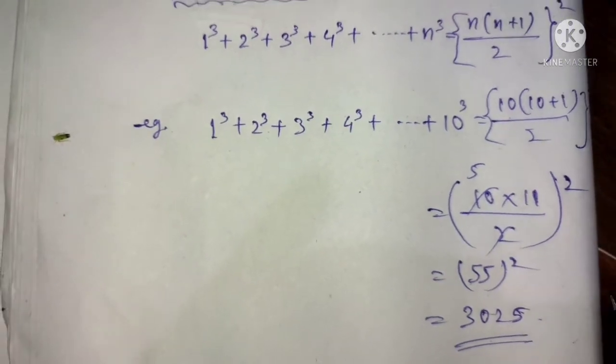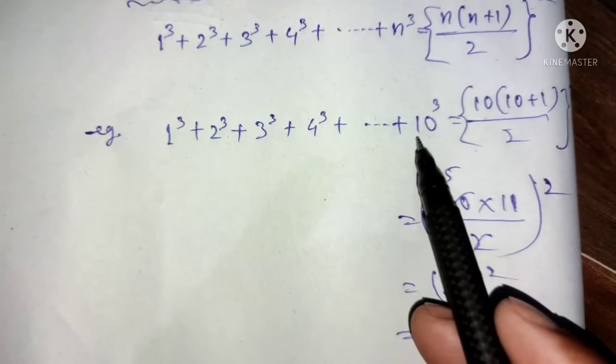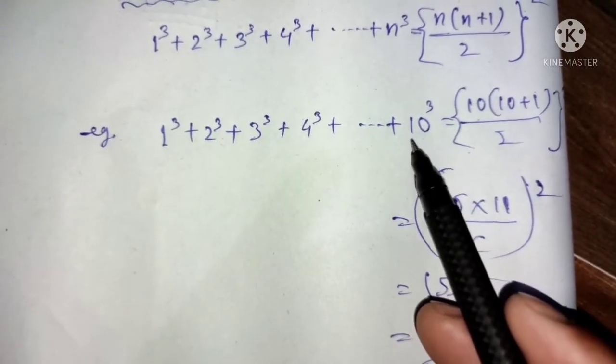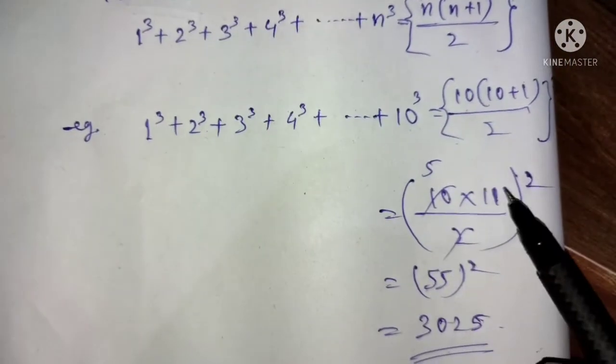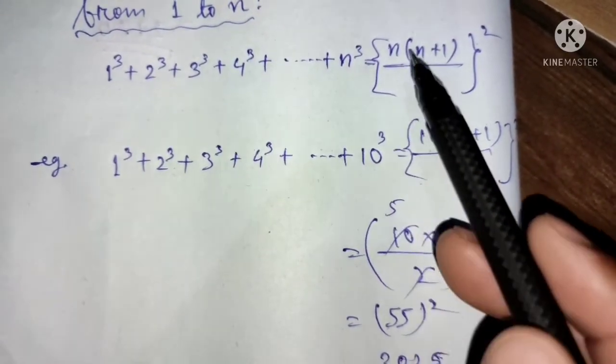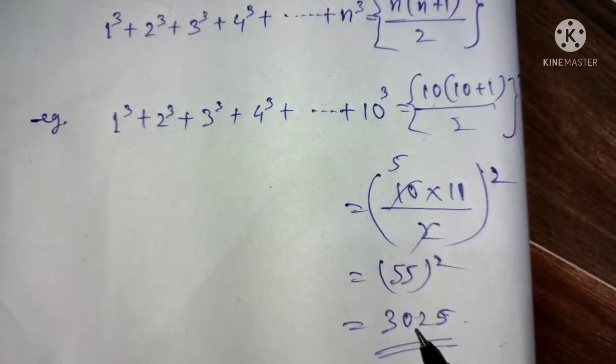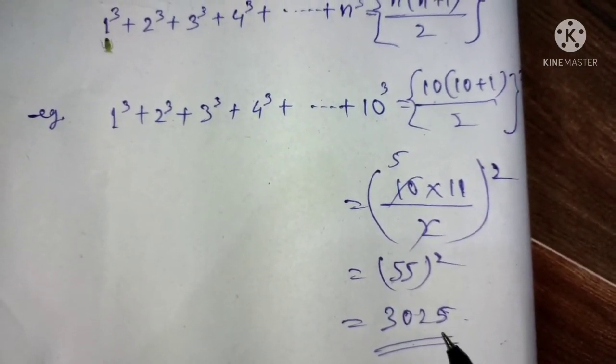So this is how we can calculate the sum of the cubes of whole numbers up to any number, either it is 10 or 20, 30, 40 or whatever. Just replace the last number in this n and calculate the value, that will give the answer. In this case you get 3025.